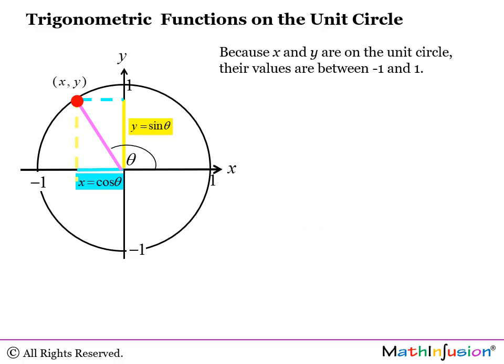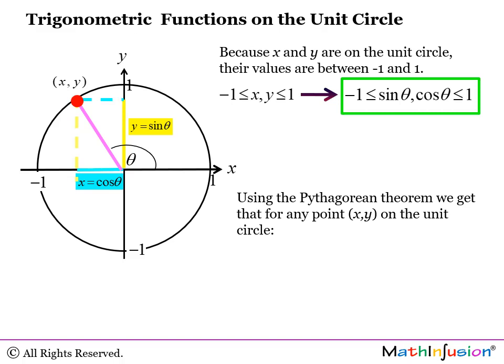Because the x and the y's are in a unit circle, it's clear that all the values of x and y's are between -1 and 1. We get that sine theta and cosine theta are always greater than or equal to -1 and less than or equal to 1.